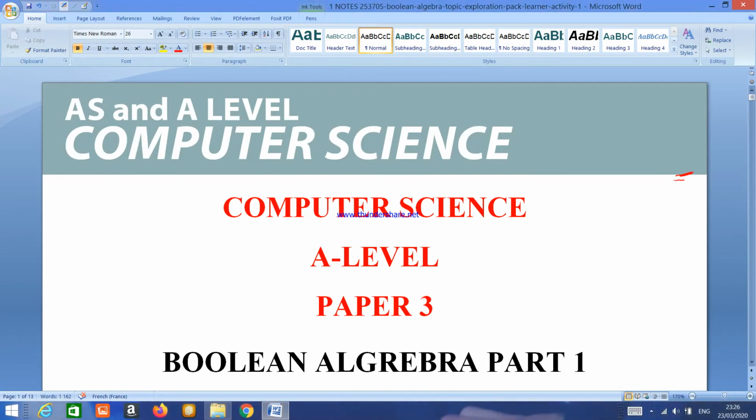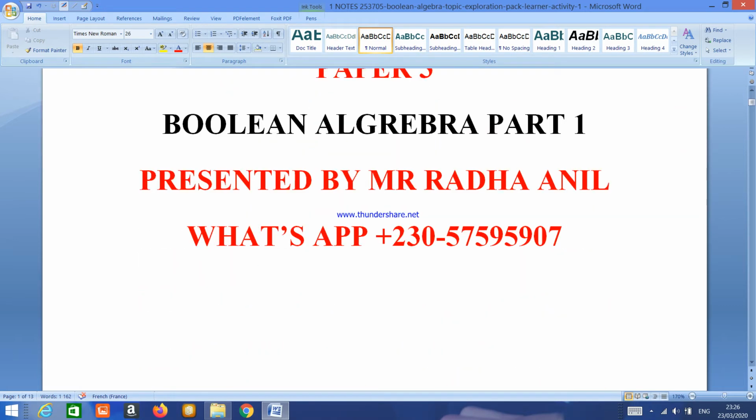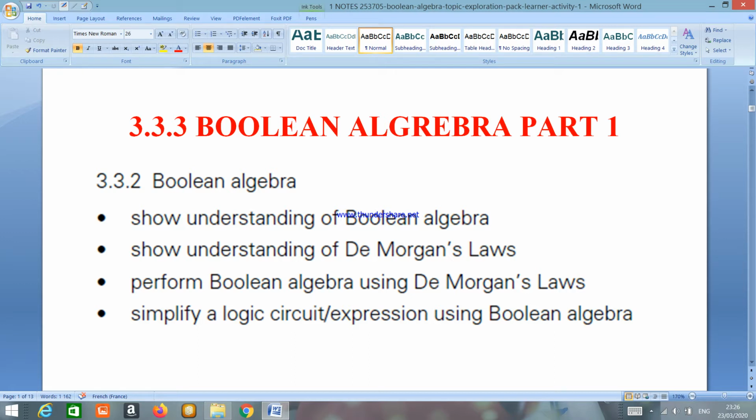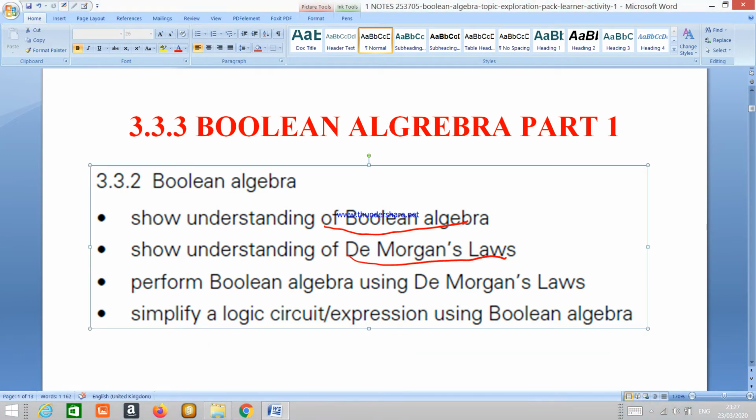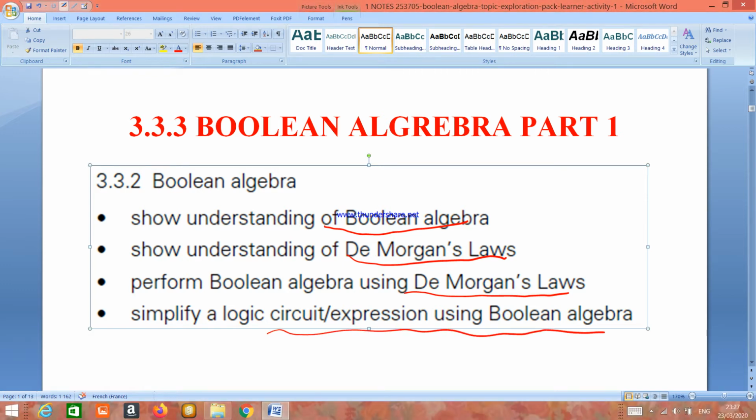Today we are looking at Computer Science A-Level Paper 3, and the chapter is Boolean Algebra, part 1. What we are going to study here is Boolean algebra. We have to understand De Morgan's law and how to use it, and also how to simplify Boolean expressions using Boolean algebra. Earlier we were simplifying using the Karnaugh map, but now in this chapter we will use Boolean algebra to simplify Boolean expressions.